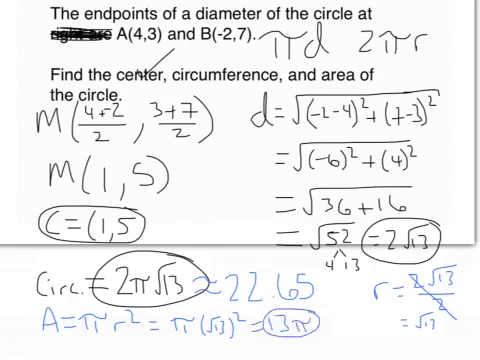There's my area. And if I want to do the approximate answer, I plug that in my calculator, which gives me 40.84. And there we have it. We found our center, our circumference, and our area of the circle.